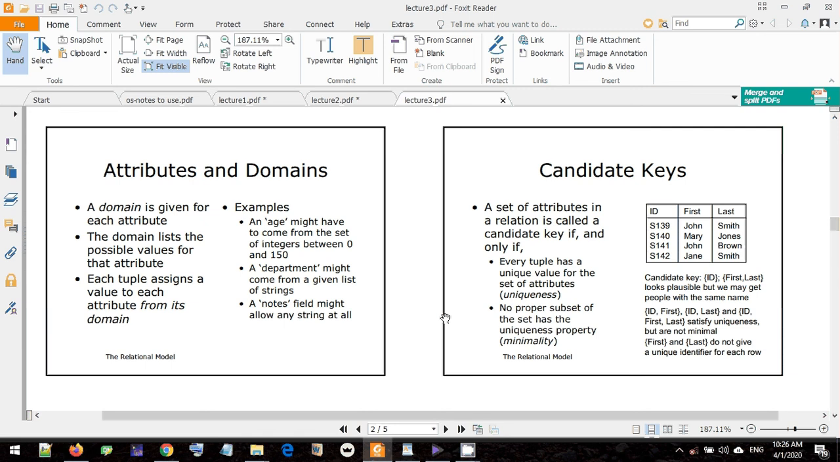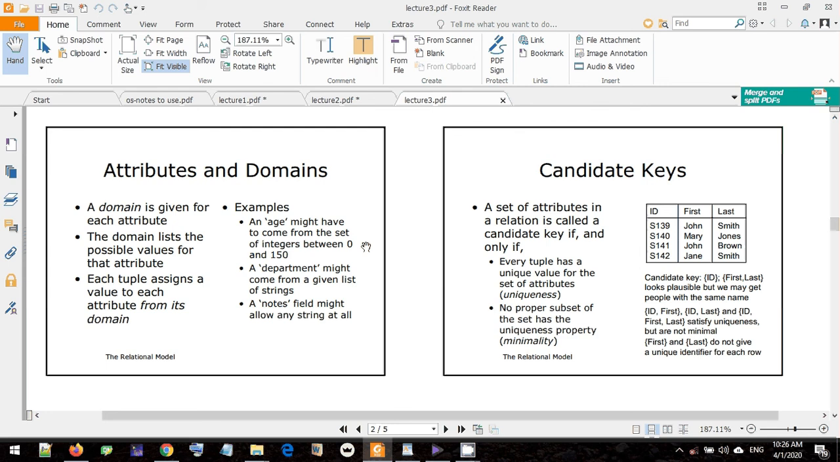Now let us start with domains, attributes and domains. A domain is given for each attribute, and the domain lists the possible values that that attribute can contain. Each tuple will assign a value to that attribute from the domain. For example, an age might have to come from the set of integers between 0 and 150. A department might just be a given list of strings. Notes might be any string at all, right?